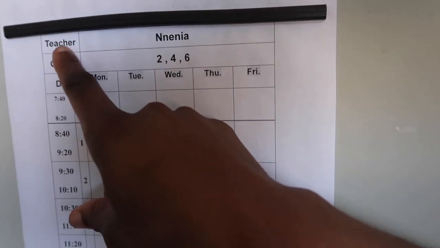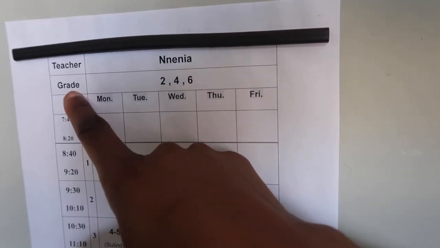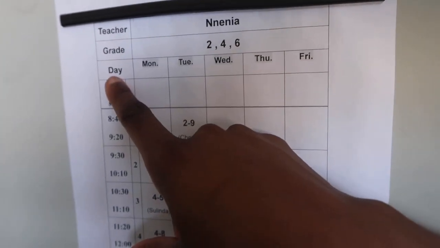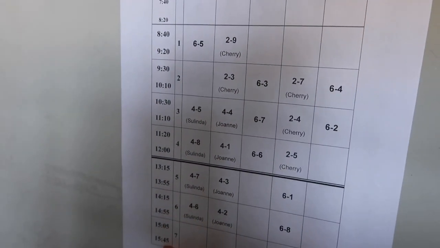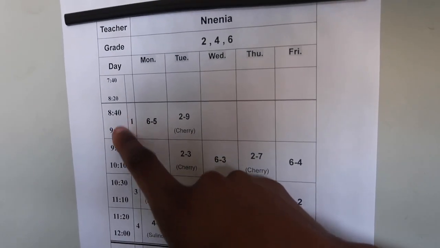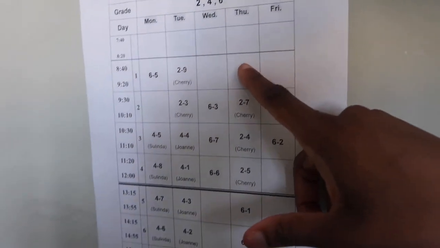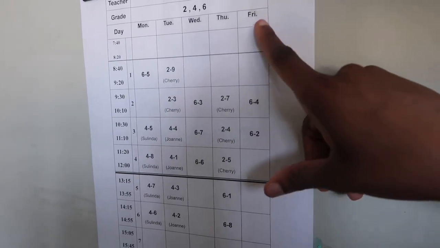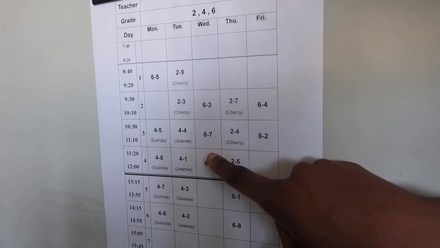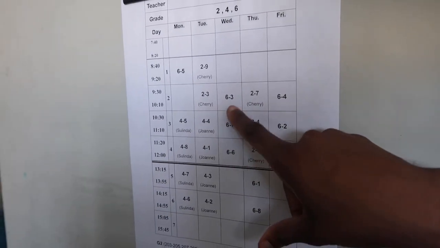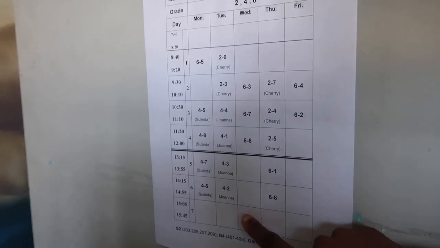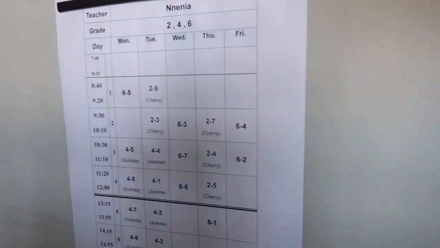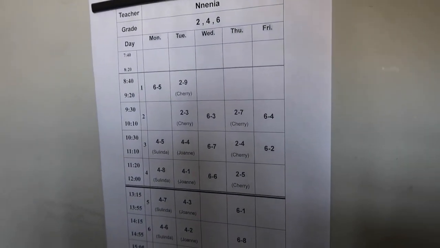So my schedule is just the teacher, which is my name, the grades that it includes, 2, 4, and 6. This is Monday through Friday, and the school day has 7 periods. Each class period is 40 minutes. You can see on Mondays, Tuesdays, and Thursdays, I have a pretty heavy schedule. So I like to lesson plan on Wednesdays and Fridays just because my schedule is really light. So on Wednesday, I only have 3 morning classes. I have the entire afternoon off, and the same for Friday. I only have 2 classes, so that is plenty of time for me to prepare my lessons for the following week.